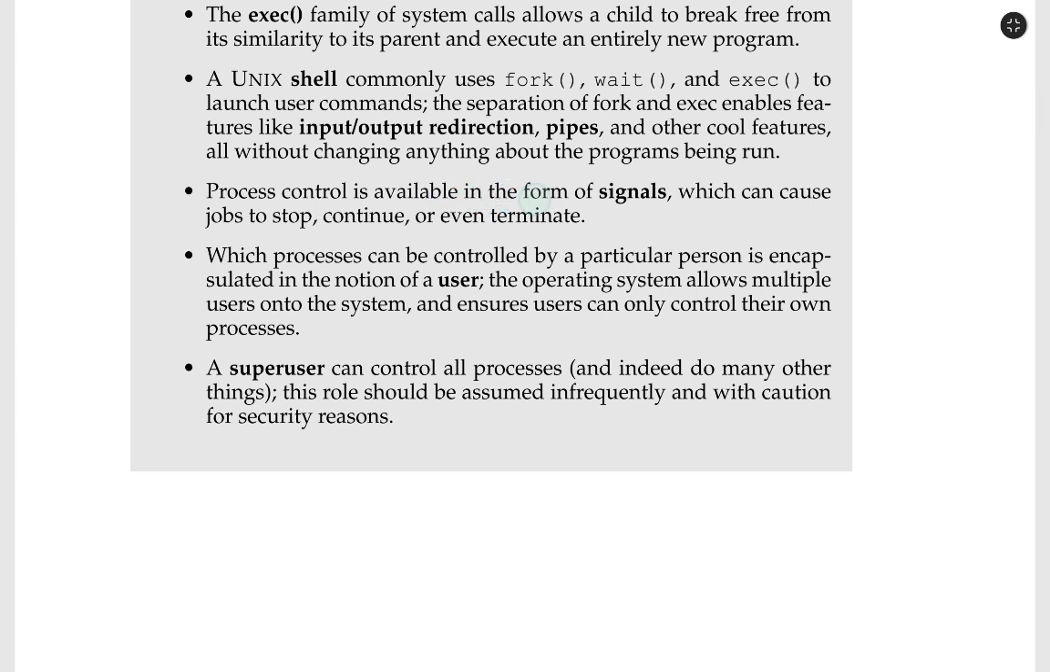Process control is available in the form of signals, which can cause a job to stop, continue, or even terminate. Which processes can be controlled by a particular person is encapsulated in the notion of a user. An operating system allows multiple users onto the system, and users can only control their own processes. A superuser can control all processes, and indeed do many other things. This role should be assumed infrequently and with caution for security reasons.